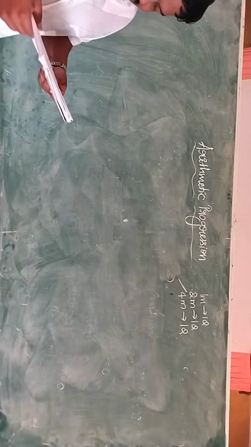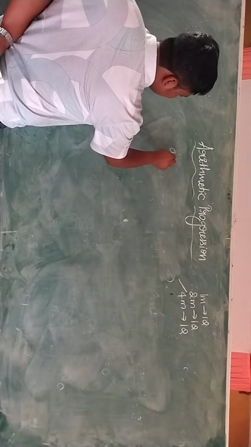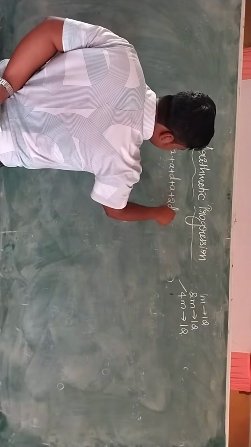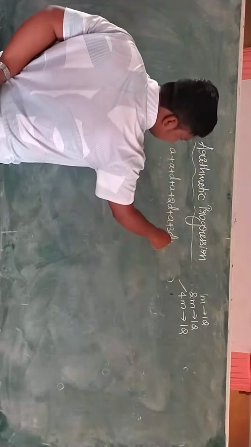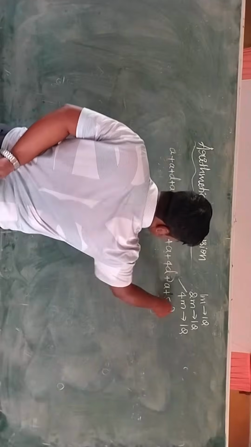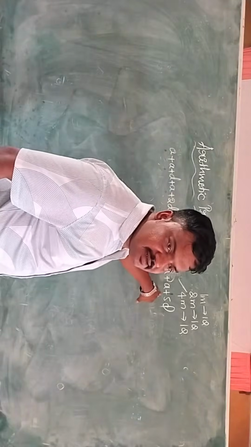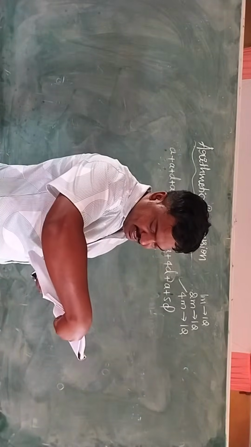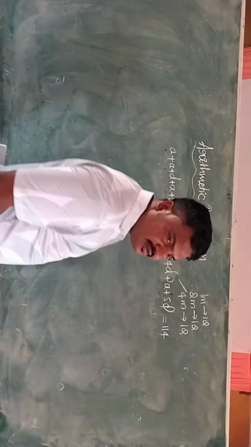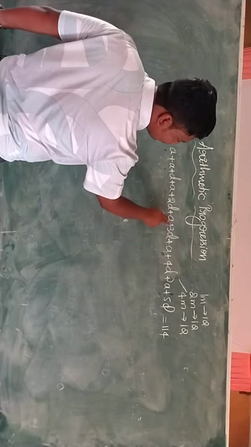The sum of first six terms of an AP. So the first six terms are a, a plus d, a plus 2d, a plus 3d, a plus 4d, a plus 5d. These are the first six terms. See, 1, 2, 3, 4, 5, 6. Sum of first six terms of an AP is 114. Can I add all the a's? 1, 2, 3, 4, 5, 6, so 6a.